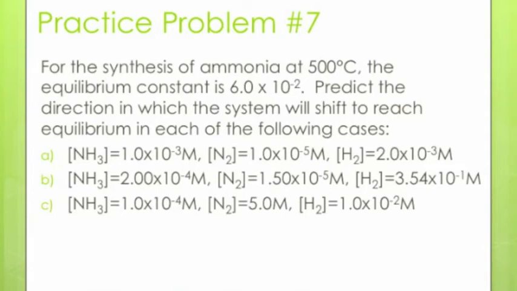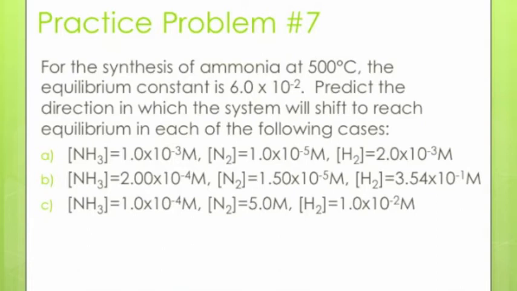Let's use Q to determine the shift in these reactions needed to obtain equilibrium. In this practice problem on page 609, we are given current concentrations in a reaction. We need to determine which way the reaction needs to go to reach equilibrium. The first thing we need to do is to write a reaction. The synthesis for ammonia is N2 plus 3H2 yields 2NH3.